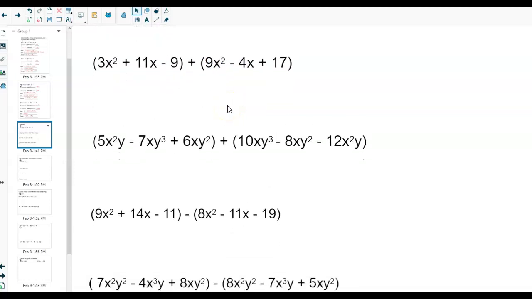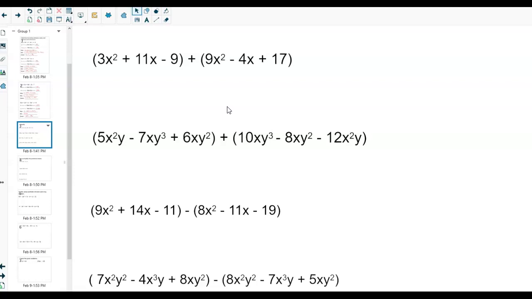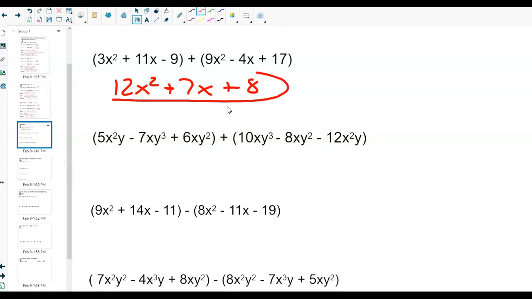Alright guys, so I actually made the review a little longer than what you'll see on the test. The plus sign between here is pretty basic. We're just combining like terms. 3x squared and 9x squared is 12x squared. 11x and negative 4x is plus 7x. Negative 9 and 17 is 8. And that's the answer.